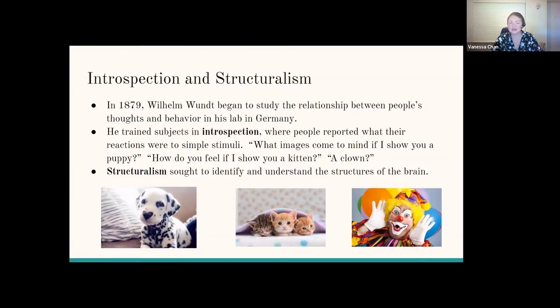But in 1879, this dude, his name was Wilhelm Wundt. He began to study the relationship between people's thoughts and their behavior in his lab in Germany. He is the father of psychology science. He is trying very, very hard. He is a little bit jealous. All of his friends during that time period in science are learning awesome things about the body. They're doing autopsies, they're doing surgery, they are learning about how the heart, which is what we used to think controlled our behavior, is pumping blood.